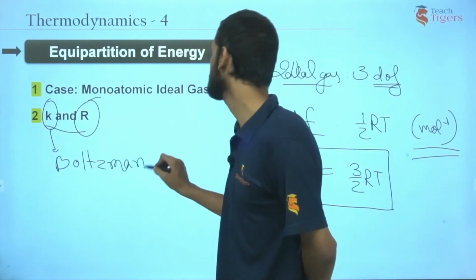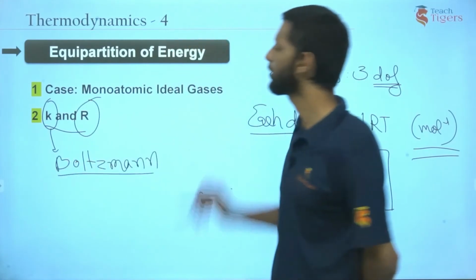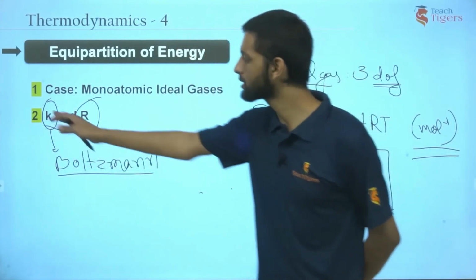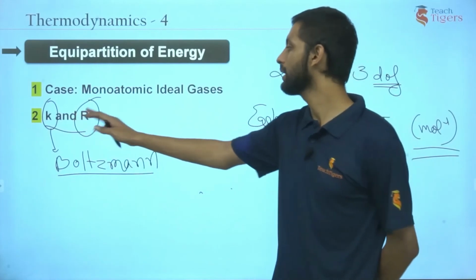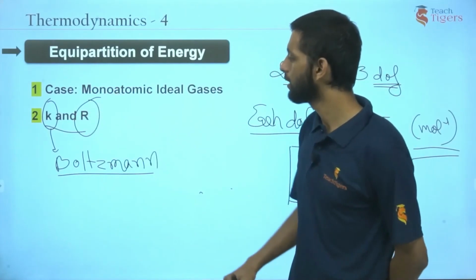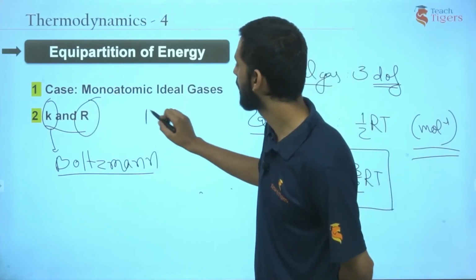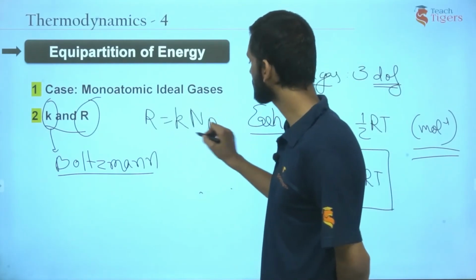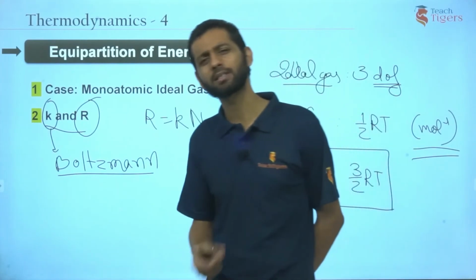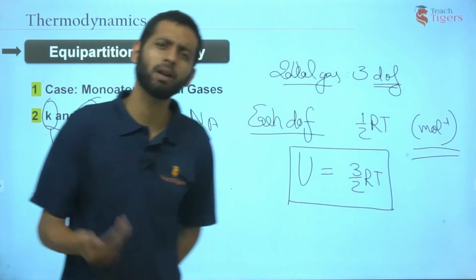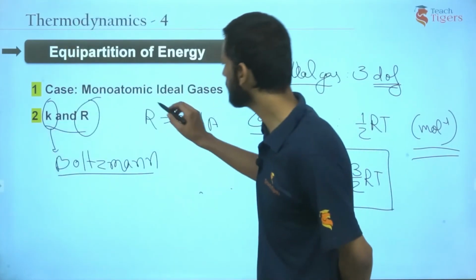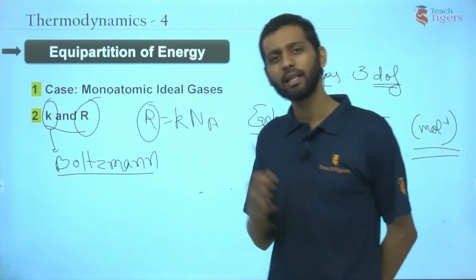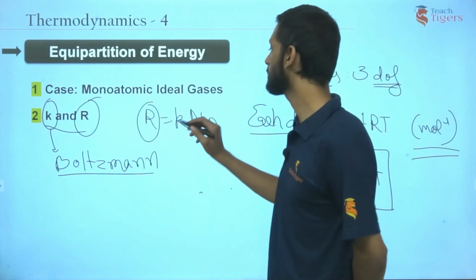A very famous scientist who studied thermodynamics, who studied statistical mechanics. The constant is named after him. K is related to R with the relation that R is equal to K times Na. So what is Na? Na is the Avogadro's constant, 6.022 into 10 raised to power 23. So if you know the value of R, to find the value of K, you just divide R by the Avogadro's constant.